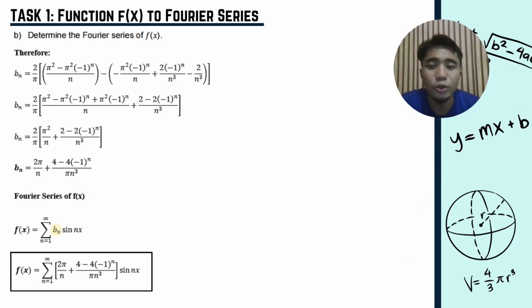After we get all the values, we are going to insert them back into our original formula to find the complete value of bn. Therefore, after we find bn, we will insert the bn value into the Fourier series of f(x) to complete our Fourier series function for f(x).